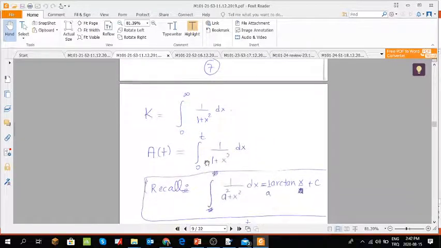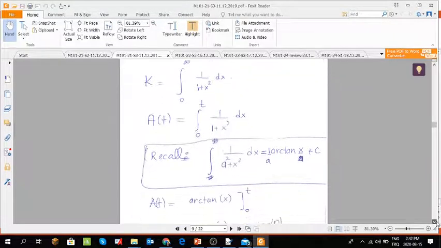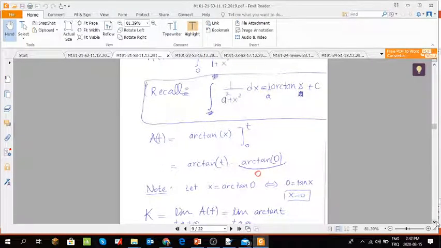And then we form our A of t, from 0 to t, 1 over 1 plus x squared. Remember, the integral of 1 over a squared plus x squared dx is equal to 1 over a arctangent of x over a plus c. We use that. Arctangent x from 0 to t: arctangent t minus arctangent 0. Tangent 0 is 0, so this is 0.